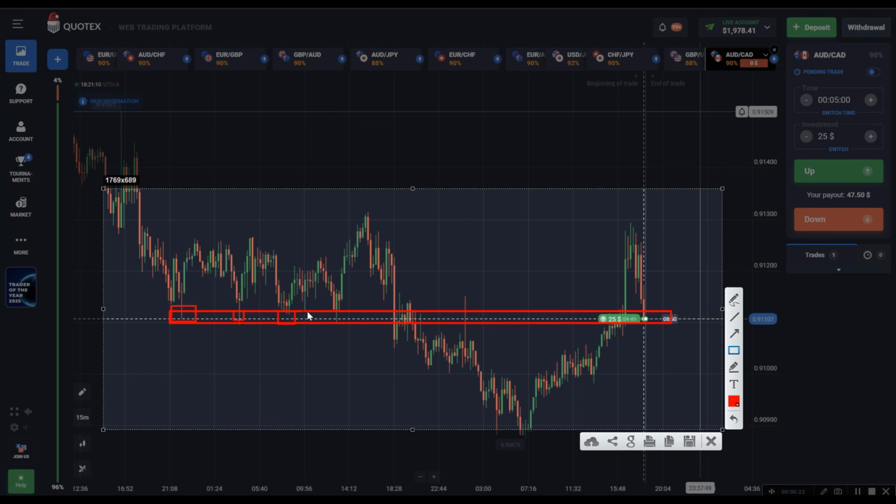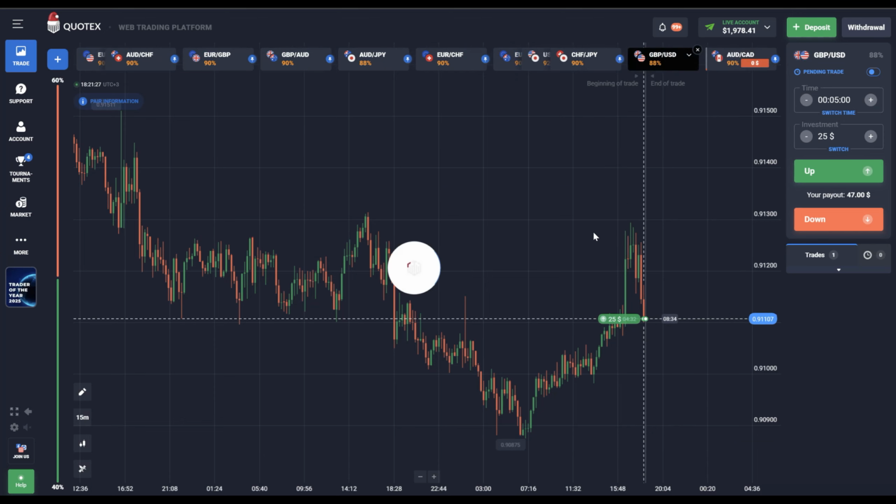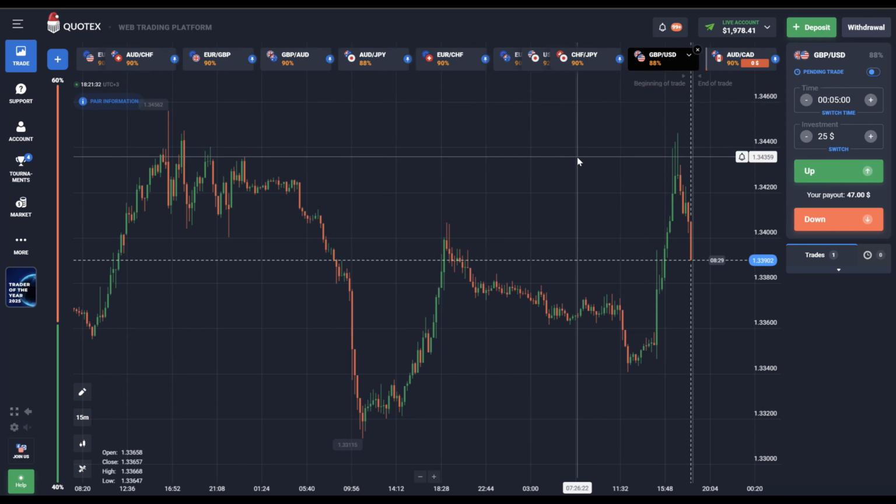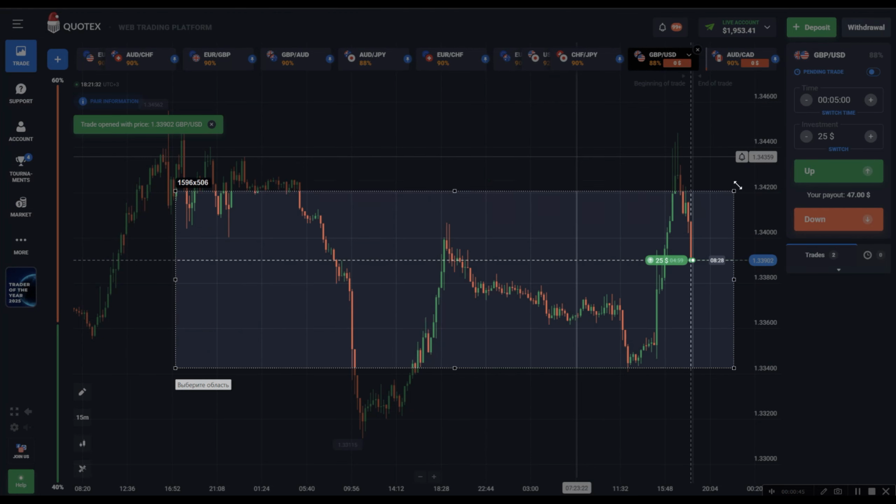We have a support zone. The zone is clearly visible. The price has reached this zone from top to bottom. I'm placing a trade for an increase. I'm opening it here. Let's see what else we have. British pound, dollar. I'm going to open a trade for an increase. I hope everything works out here.